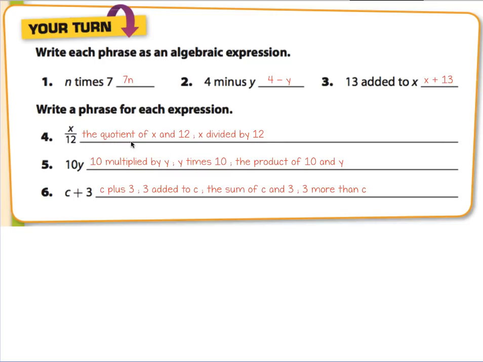Here you could have the quotient of x and 12, or x divided by 12. If you have something else, we can check it in class. 10 multiplied by y, y times 10, the product of 10 and y. If you have something else, we can check it in class. Here you could have 3 added to c, because you're adding 3 to the c, not the other way around. Or you could have 3 more than c, because again, you're starting with c and you're getting 3 more than what you started with.